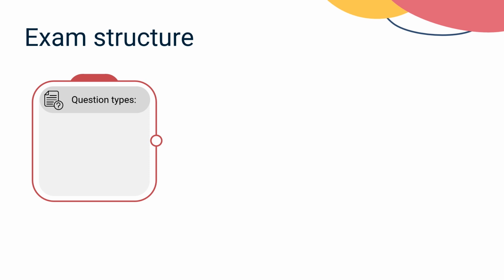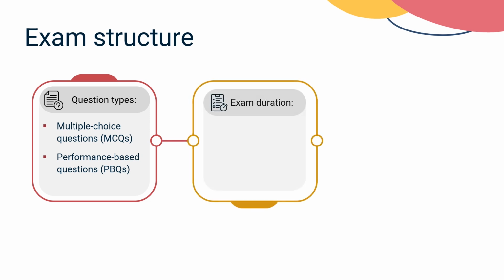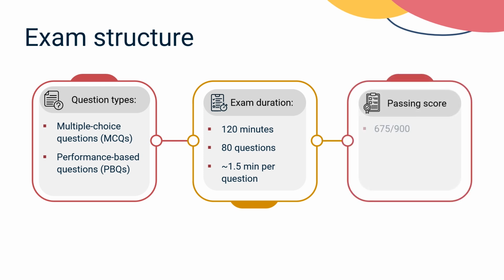When preparing for the exam, familiarize yourself with the types of questions you'll encounter. The exam consists of both multiple-choice questions, or MCQs, and performance-based questions, or PBQs. PBQs may involve solving scenarios, analyzing data, or completing simulations. The exam is 120 minutes long and has 80 questions. This means you have about a minute per question. A passing score is 675 points out of 900.